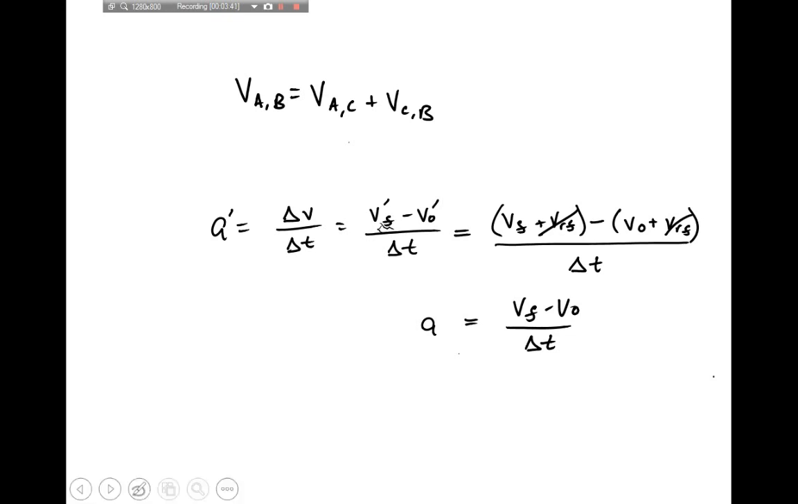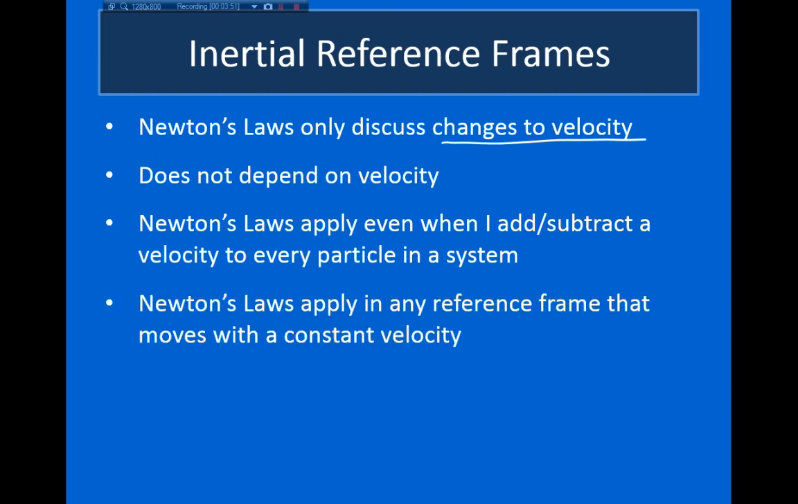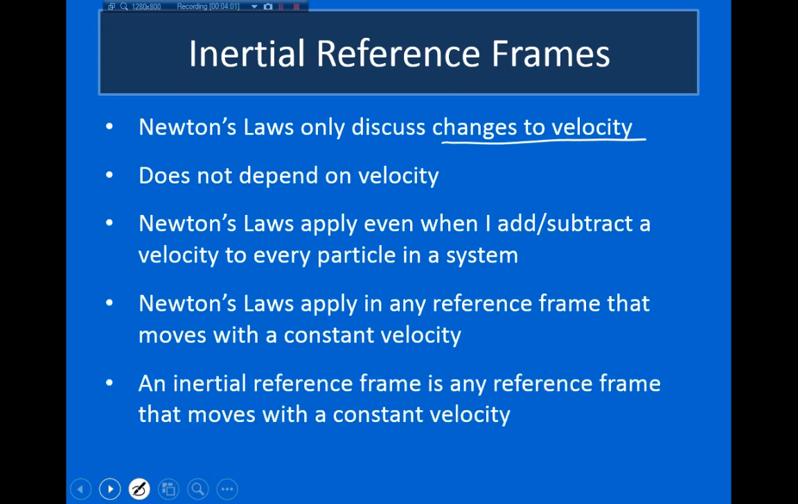This is very, very important because Newton's law only talks about changes in velocity. So what this means is that if I apply Newton's law in a reference frame that's moving at a constant velocity, then Newton's laws are going to apply. They're going to work, and we don't have to worry about anything. Okay? This type of reference frame, a reference frame that's moving at a constant velocity, so that means it's moving at a constant speed and in a constant direction, is called an inertial reference frame. Okay? So Newton's laws apply in an inertial reference frame.